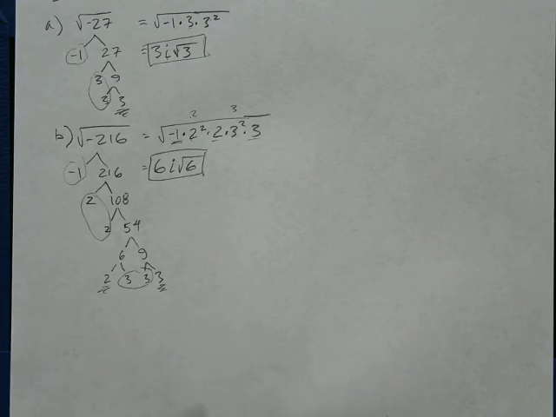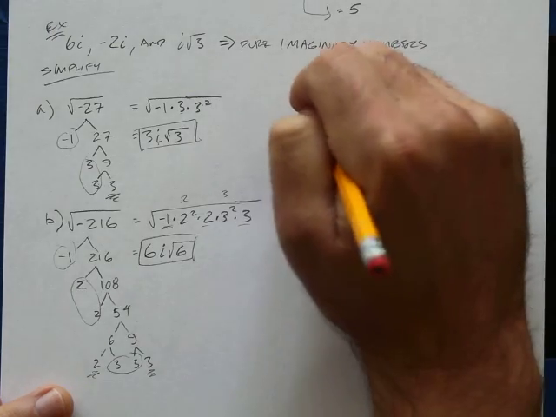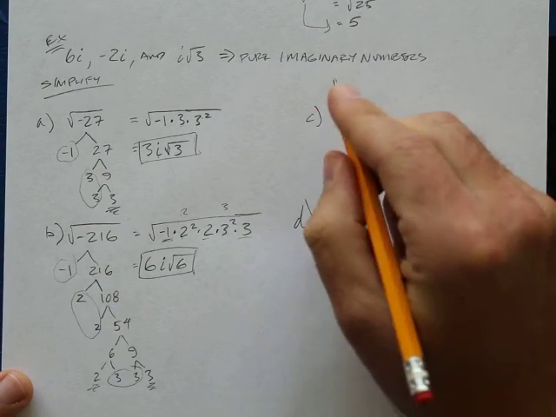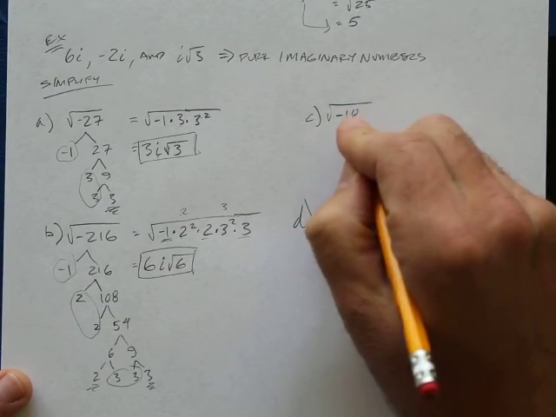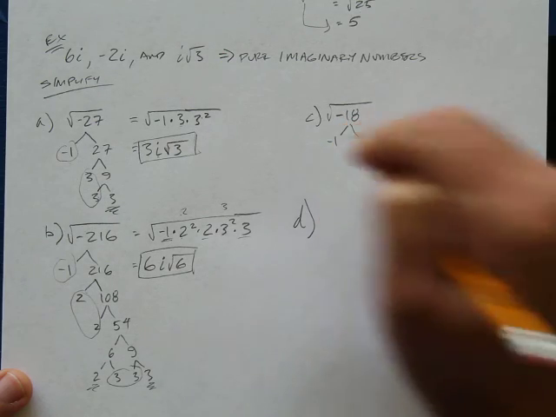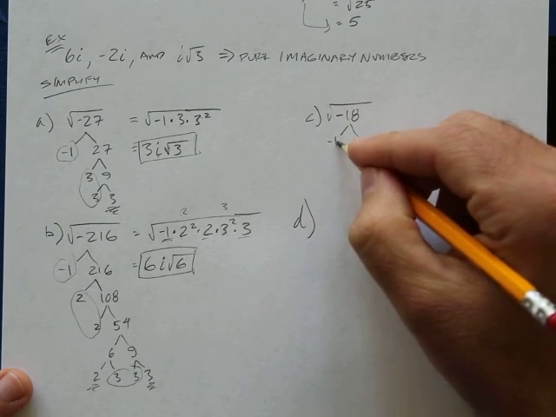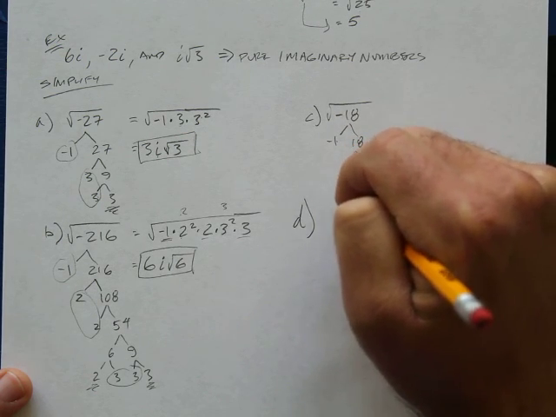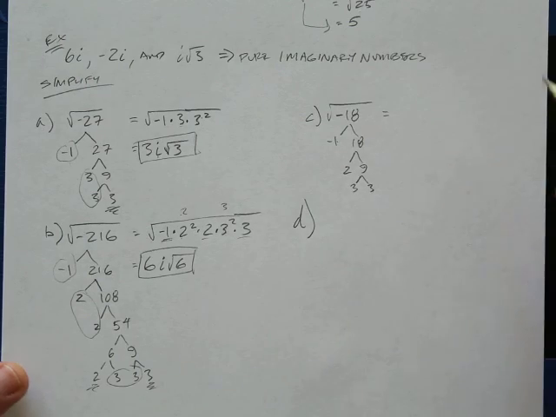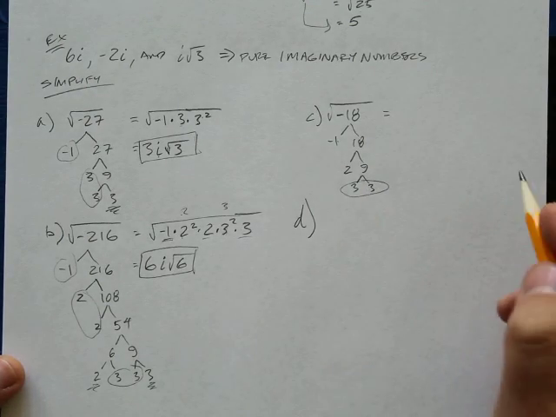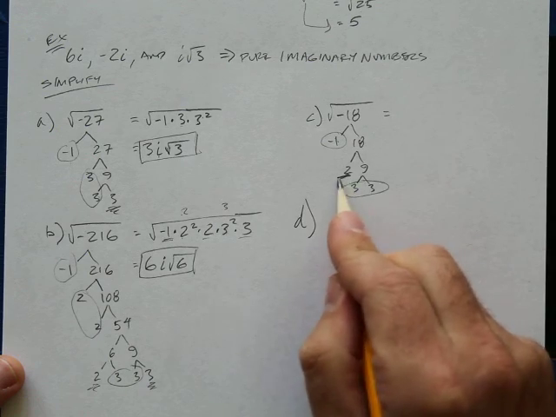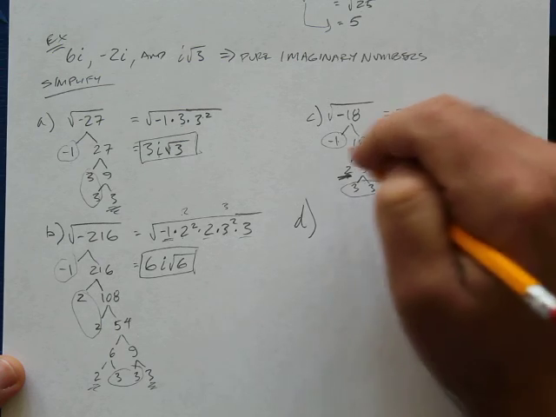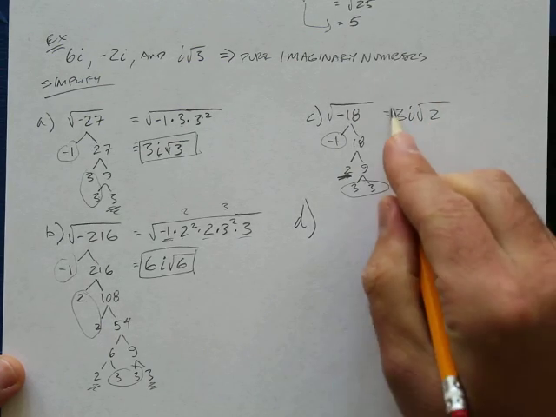All right, we're going to do two more together because this is kind of weird. C and D, and then I'll have you do a try. The square root of negative 18. I'm going to factor this negative 18 as negative 1 times positive 18. 18 is 2 times 9, which is 3 times 3. And instead of writing all of the stuff out, I'm going to say 3 times 3 is 9. The negative 1 is coming out. The 2 is staying in. So I've got 3 times i, right there, times the square root of 2.